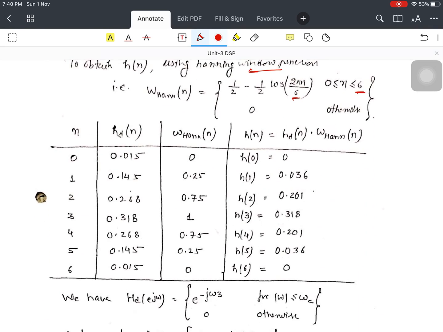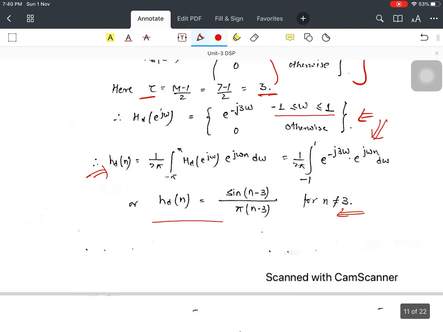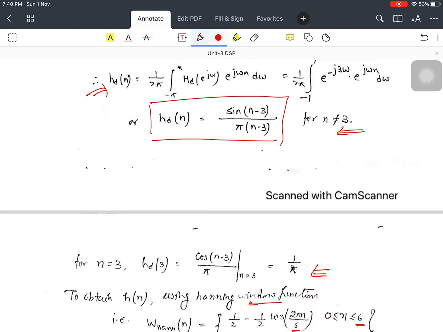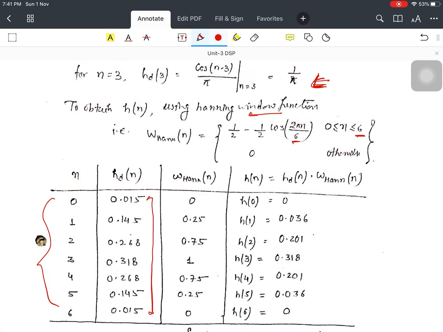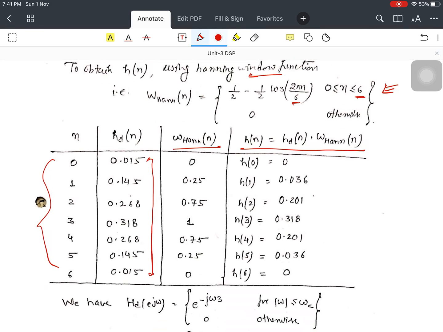We have these values from 0 to 6, because n goes from 0 to M-1 and M is given as 7. So n varies from 0 to 6. Just put these different values in the equation. For n equal to 3 we have already calculated with the help of L'Hospital's rule. Put n equal to 0, 1, 2, 3, 4, 5, 6 and we will get h_d(n). Similarly we get the Hanning window values, and h(n) is h_d(n) times the window function.